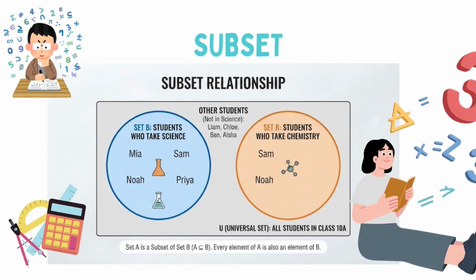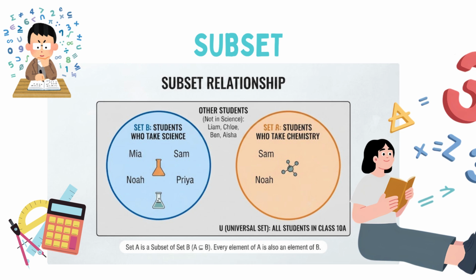Now, let's look at a more specific relationship. A subset exists when all the members of one set are also contained within another, larger set. As visualized in the image, we have a universal set, all students in class 10A. Inside this universe, we have 2 defined groups. First, the large blue circle, students who take maths. This group includes Mia, Sam, Noah, and Priya.